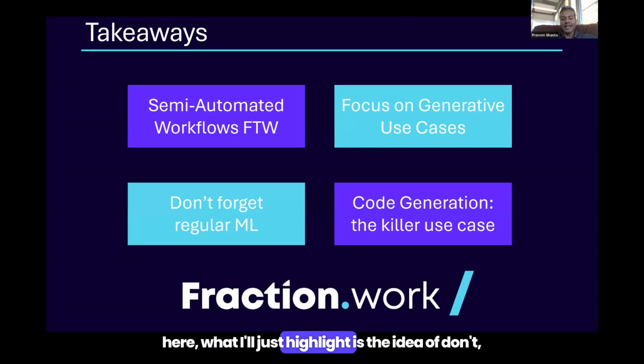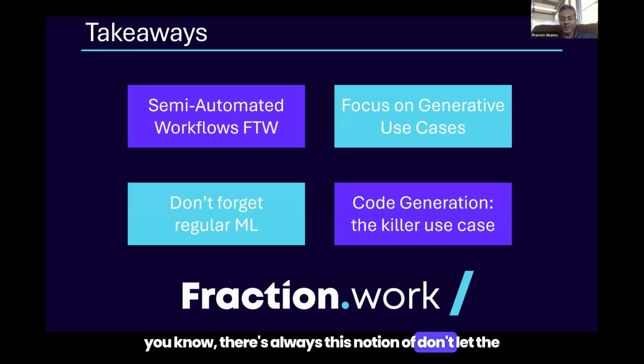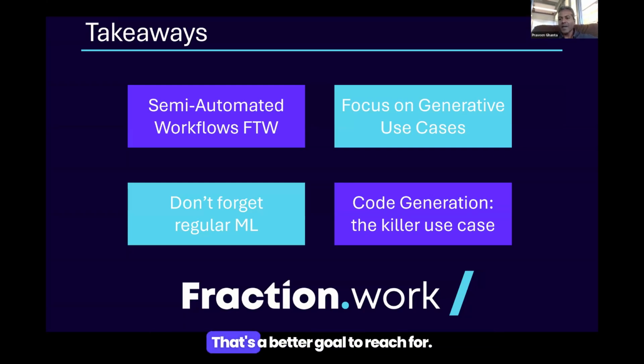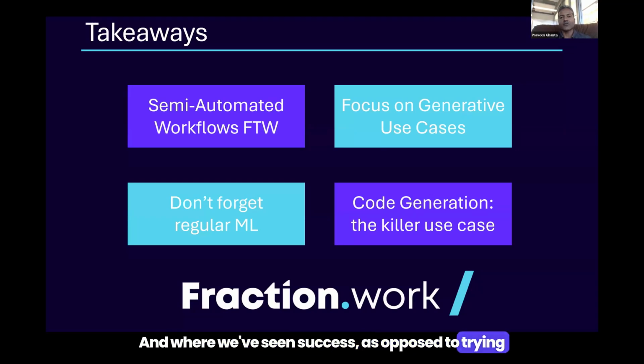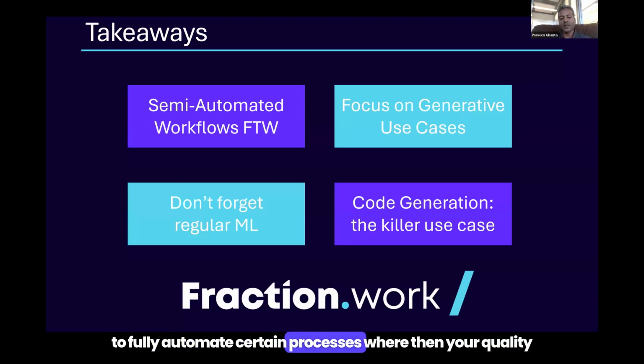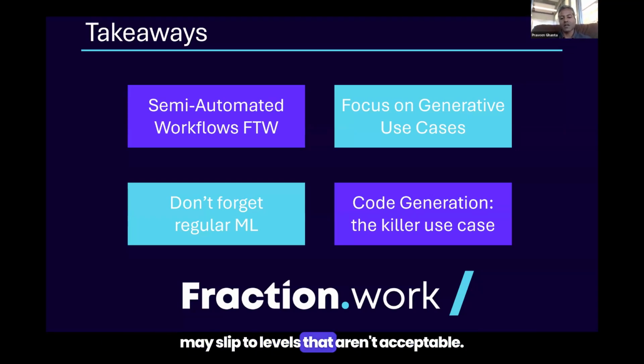I'll highlight the notion of don't let the perfect be the enemy of the good. In this Gen AI world, that means take a workflow that you were thinking of automating and work on the low-hanging fruit there. Make it semi-automated, keep the human in the loop, but make the human more productive. That's a better goal to reach for, and where we've seen success, as opposed to trying to fully automate certain processes where your quality may slip to levels that aren't acceptable.